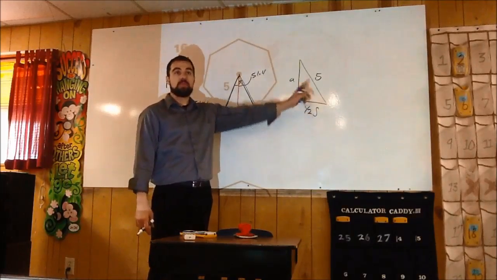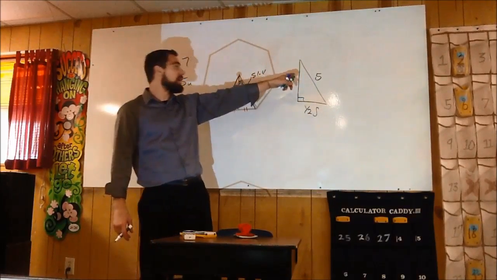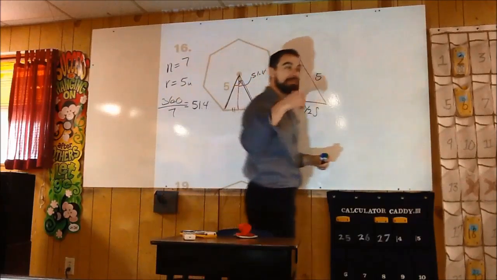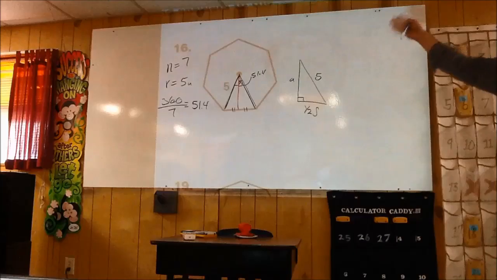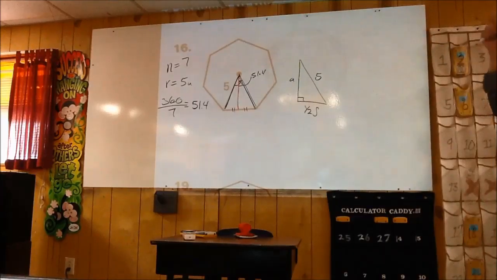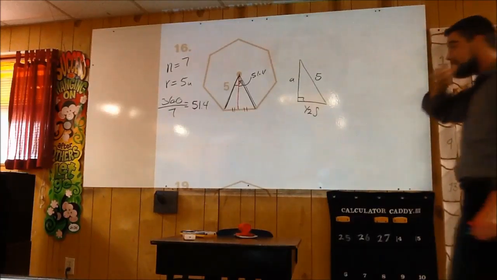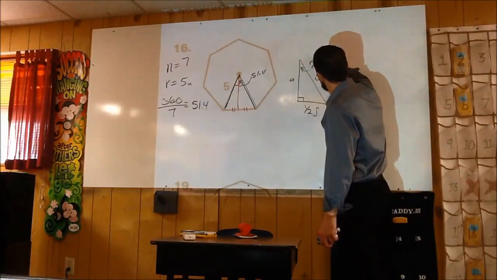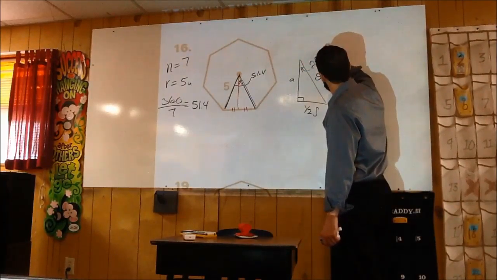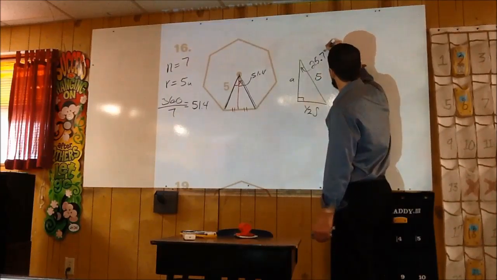You can always find one angle in this right triangle. It's always the angle created by the apothem and the radius. What is the measure of this right triangle's top angle right now? 25.7 degrees.